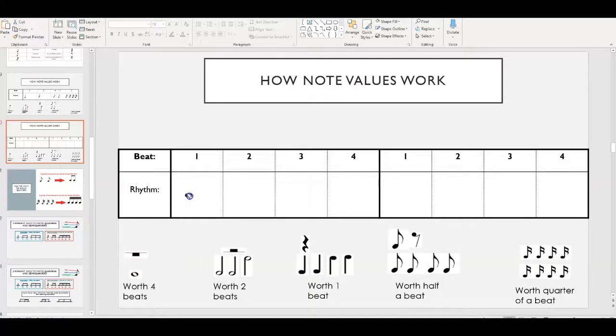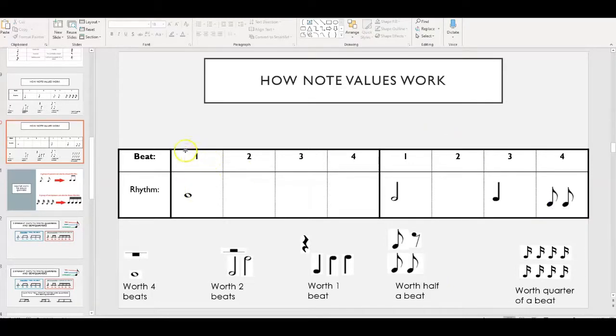I'm going to put this note up into the first bar, and remember, this note lasts for 4 beats, so it's going to last 1, 2, 3, 4 of these boxes. I'm going to put this note here. It's worth 2 beats, and it's going to last these 2 boxes here. So my next note needs to go in this 3rd box, and then I'll put a pair of quavers in these last 2 boxes. Okay, let's clap this together.